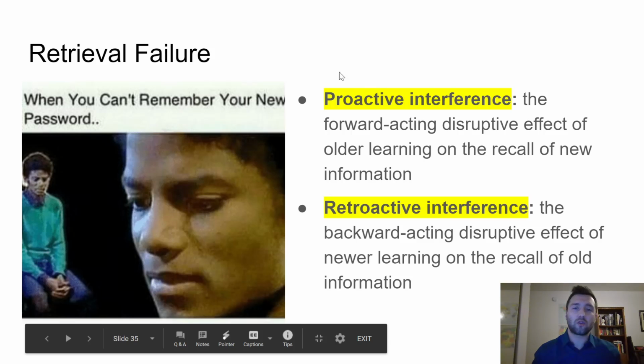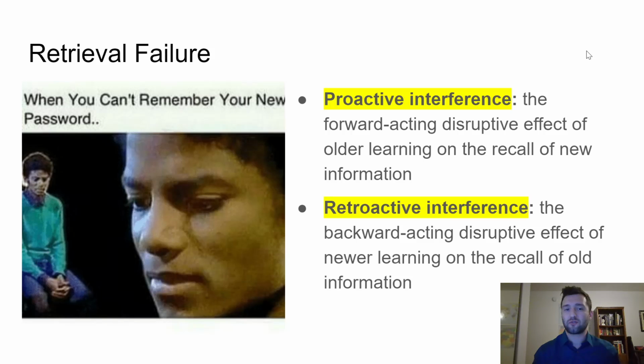We also have what is called proactive and retroactive interference. After I go through the definitions of these, I want to set up an example with a password, like for a laptop. Proactive interference is the forward-acting disruptive effect of older learning on the recall of new information. So older learning messing up new information. Retroactive interference, as you can guess from the name, is the opposite. It is the backward-acting disruptive effect of new learning on the recall of old information. So they're going in opposite directions.